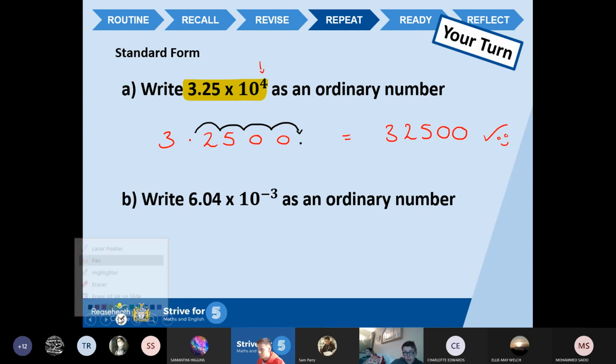Now, let's do the second one as well whilst we're here. So, oops, I changed the color of the pen. Let's change it back.